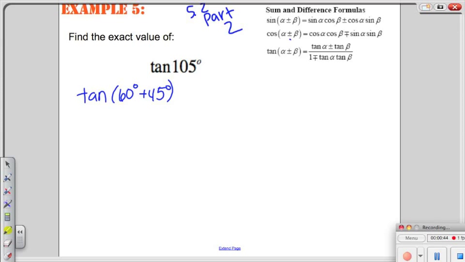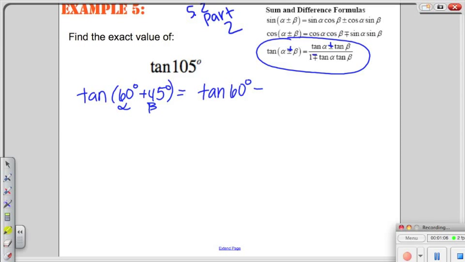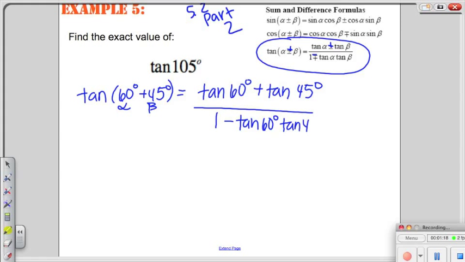I'm going to go ahead and use our tan sum formula. Because we're adding, the sign in the numerator is going to be the plus, and the sign in the denominator is going to be the minus. The first angle is going to be our alpha, the second one our beta. Let's fill in what we know. We know tan of alpha is going to be tan of 60 degrees plus the tan of the other angle, 45 degrees, all over 1 minus the tan of 60 degrees times the tan of 45 degrees.